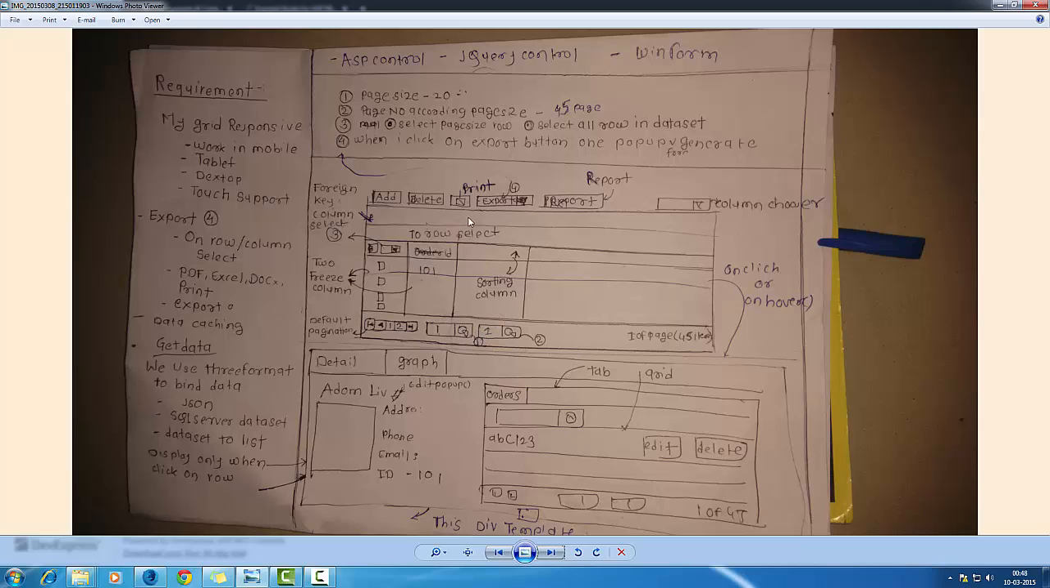Let's talk about exporting. I want to include print, PDF, Excel and docx, exporting my records along with this particular div template. So I want to export also the particular div template with my grid view template.